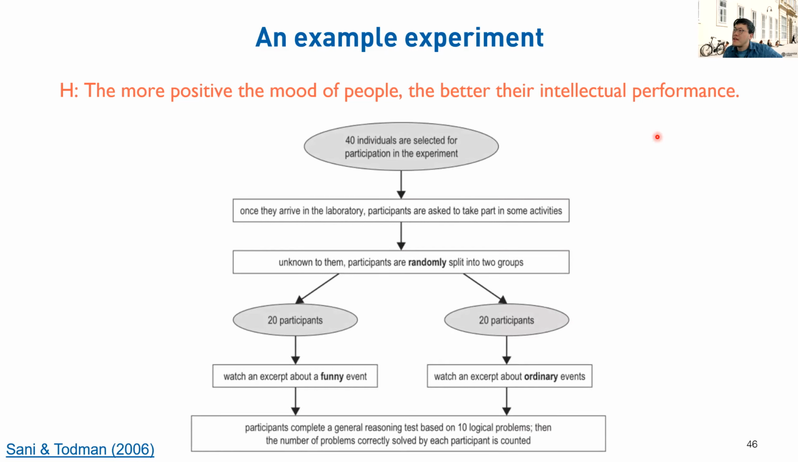What you can do in this particular case is have 40 healthy participants come into the lab, and they don't know what they will receive. Here is the randomization: half of the people will be assigned to the funny, positive mood group, and the other half will be assigned to the ordinary control group. The idea is that before they come into the lab, there is no difference. Then we randomly assign people to these two treatment groups, and then we measure their performance to see if there is a connection.